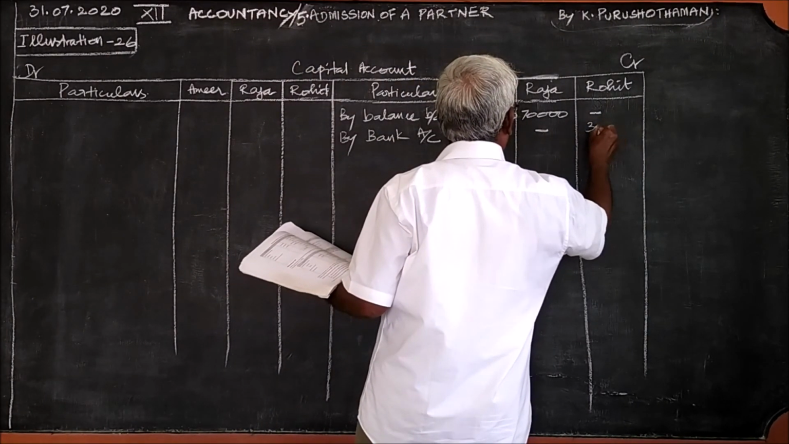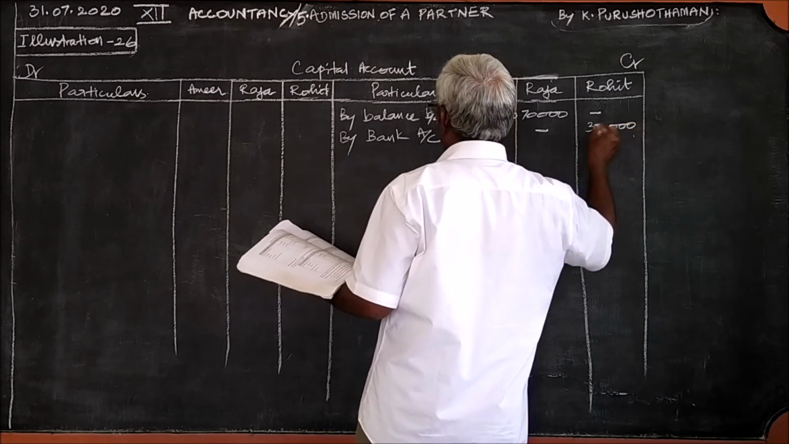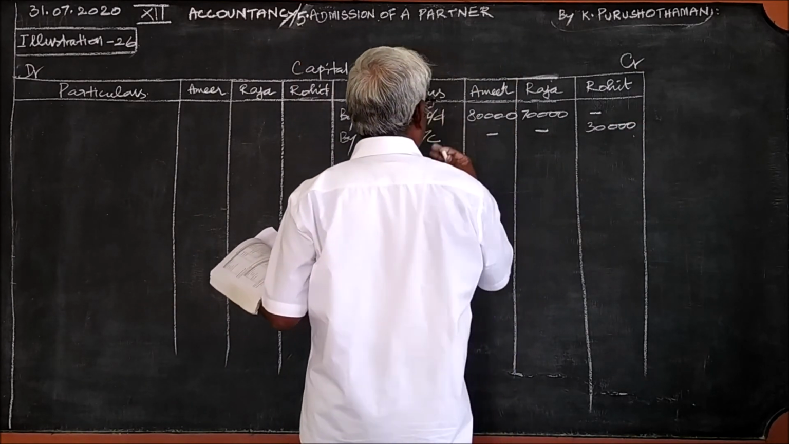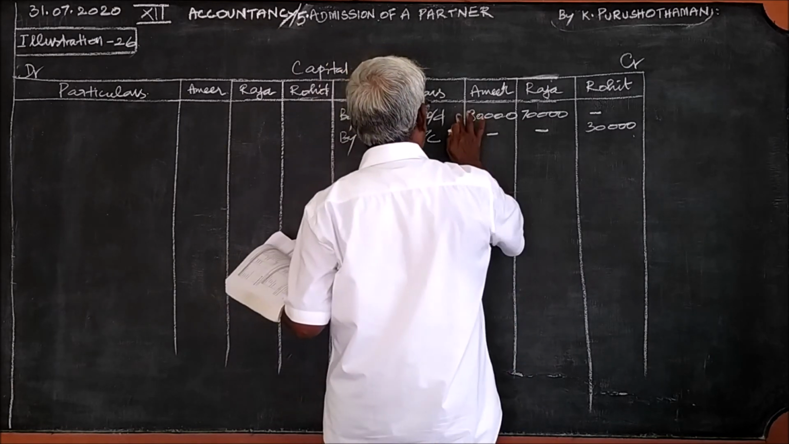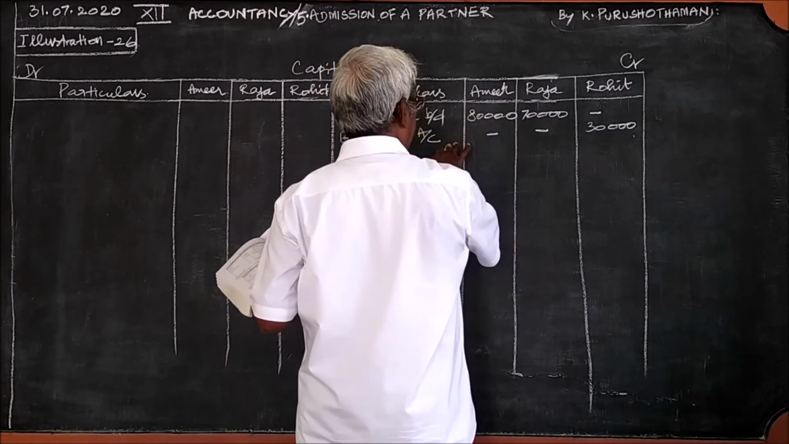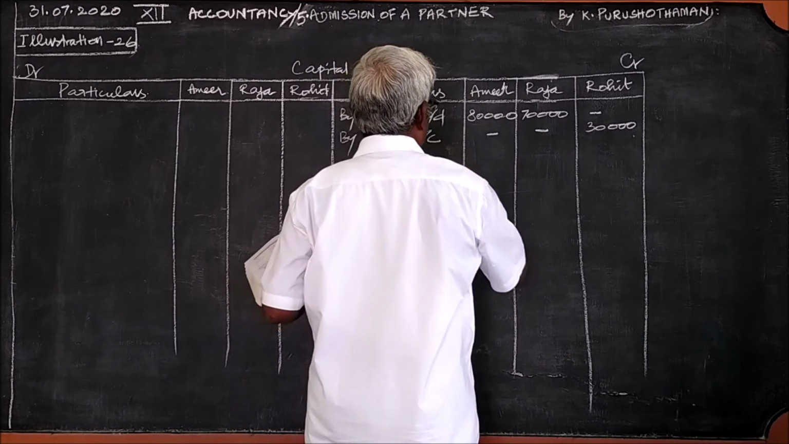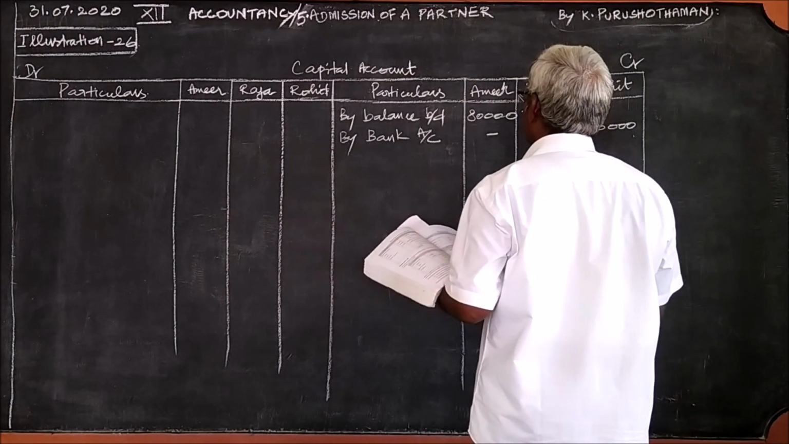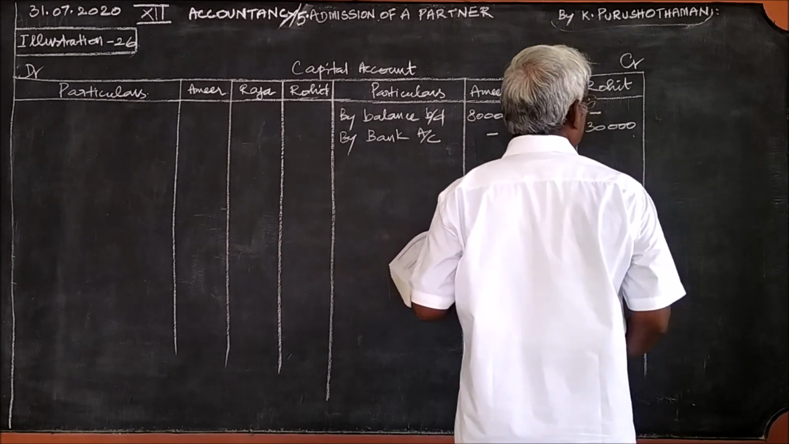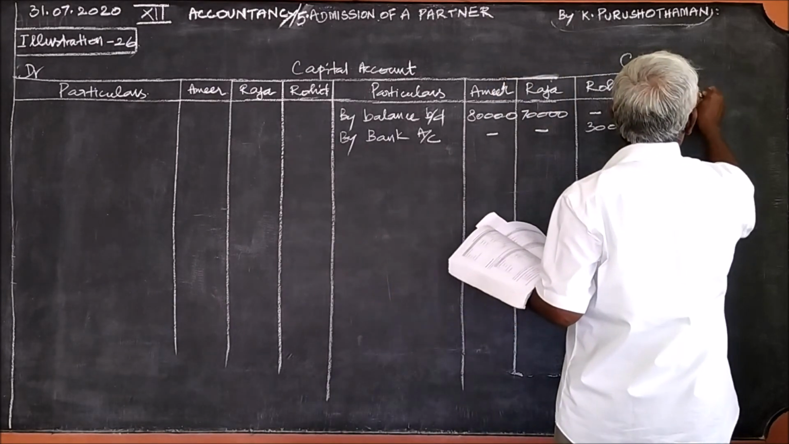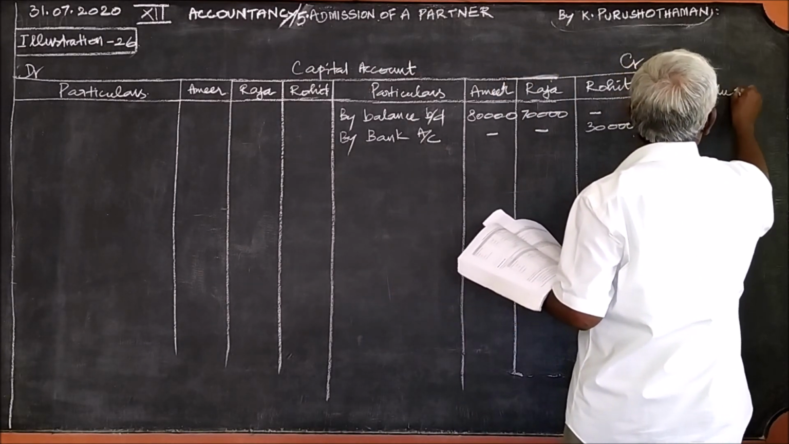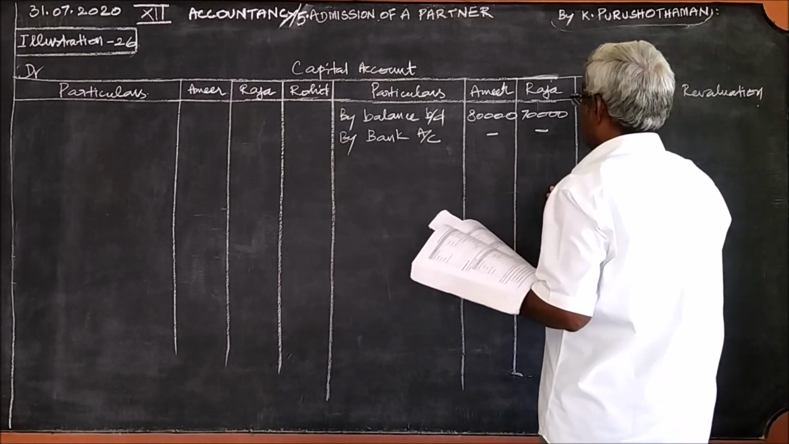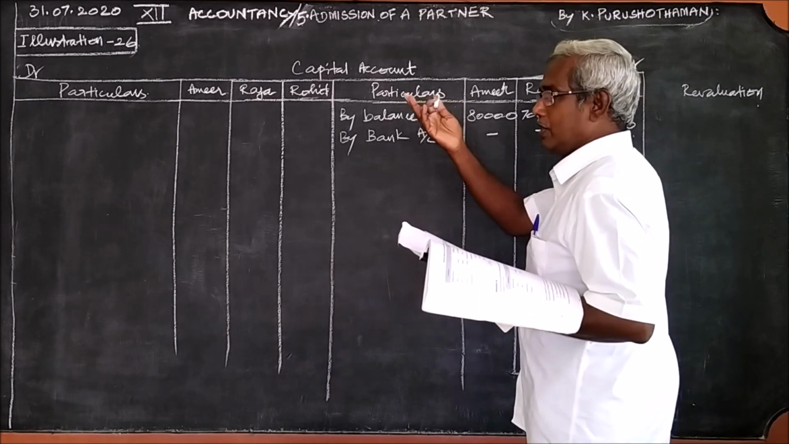So, 30,000 we should write. After writing, these two are compulsory. If the new partner brings in some cash, this is also compulsory. But what else should we consider to pass entries in this capital account? One, revaluation. If it is revaluation, profit on the credit side, loss on the debit side.